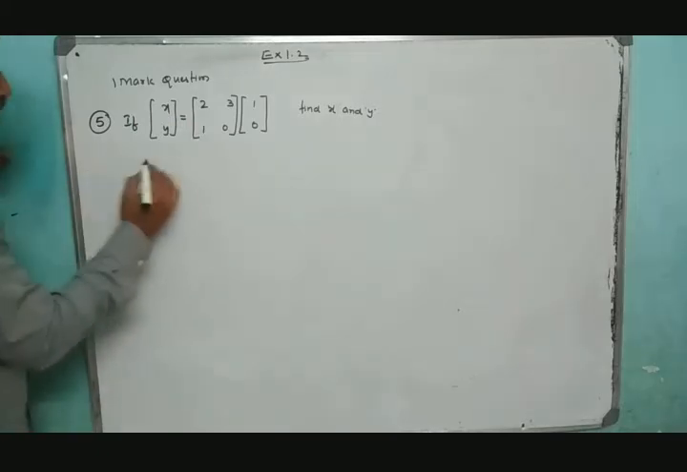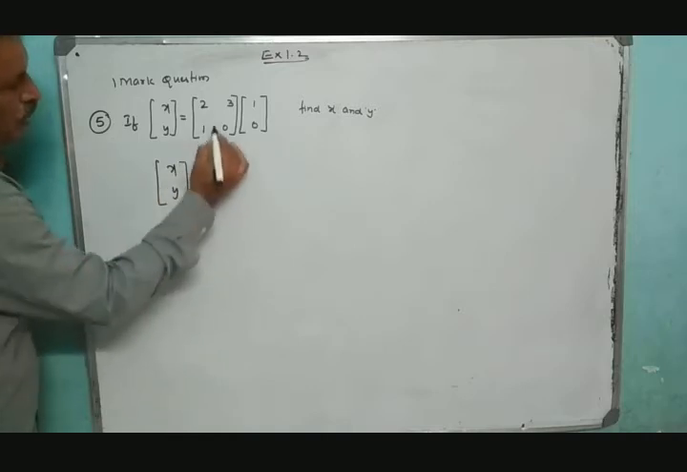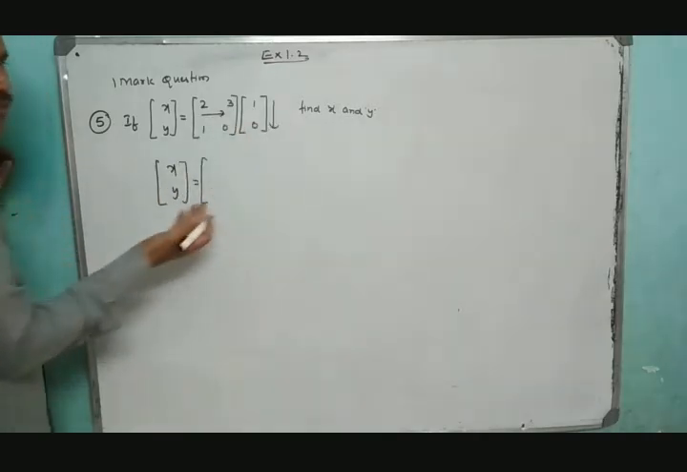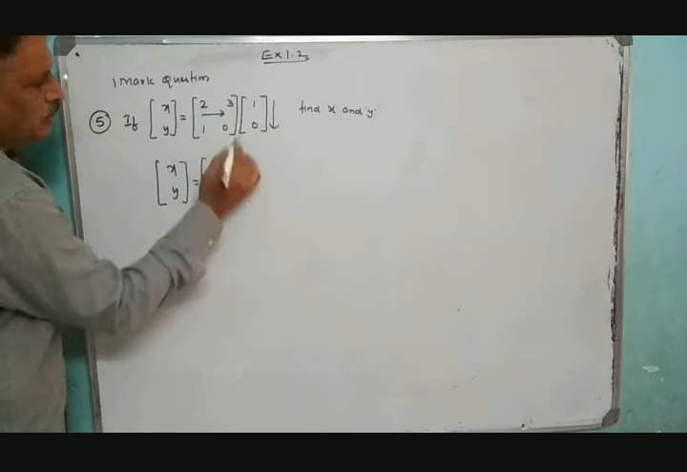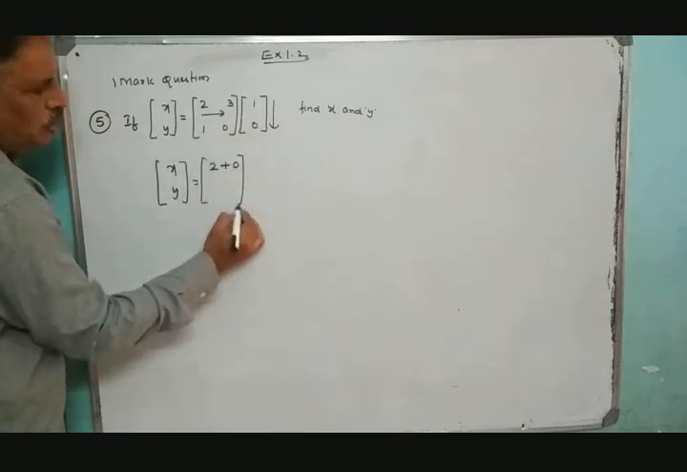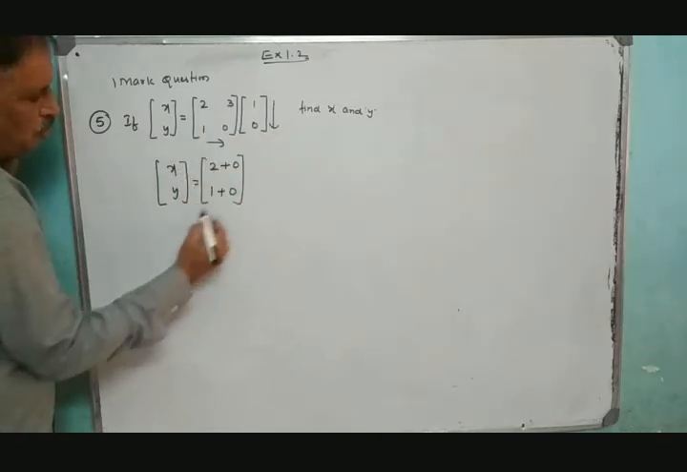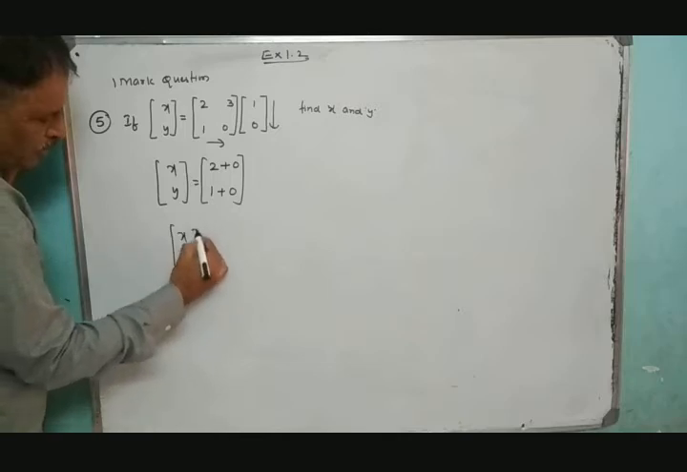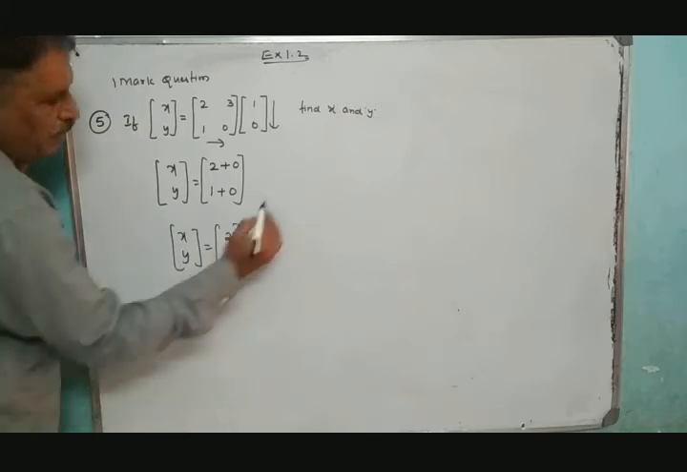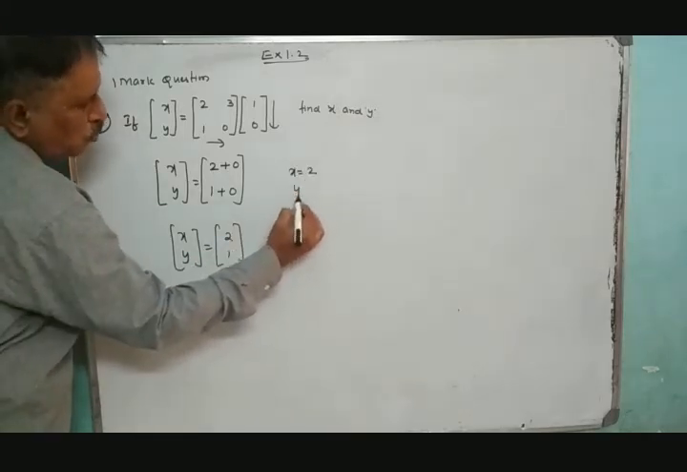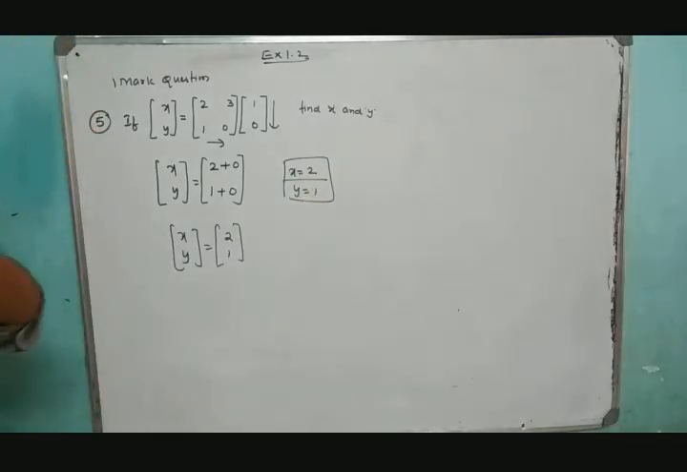So in order to find the x and y values, [x; y] is equal to first row, first column. Of course we have only one column, so 2 into 1 is 2, plus 3 into 0 is 0. Next, second row, one column: 1 into 1 is 1, plus 0. So [x; y] is equal to [2; 1]. Definitely these two are equal matrices. Therefore x is equal to 2, y is equal to 1. So this is the value of x and y. Please note this down.